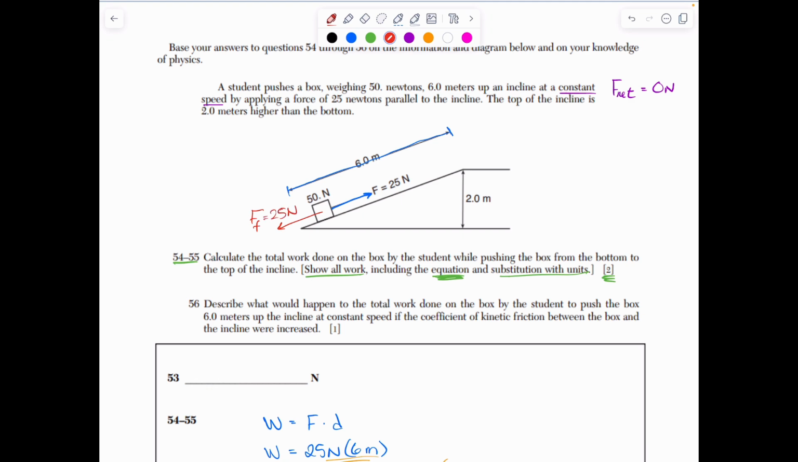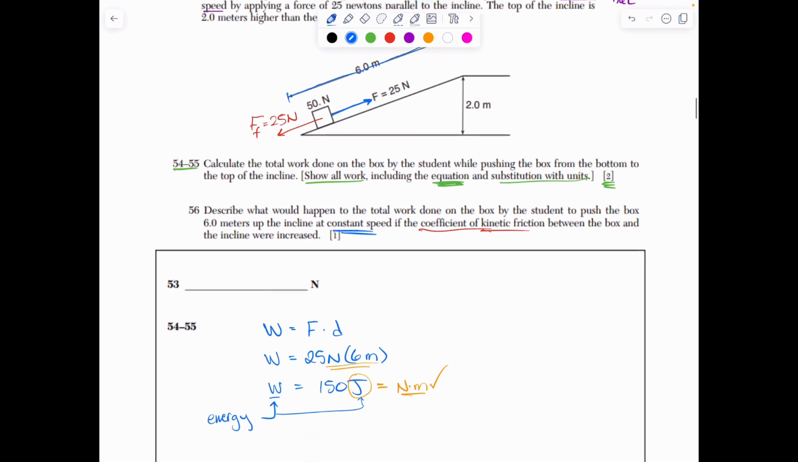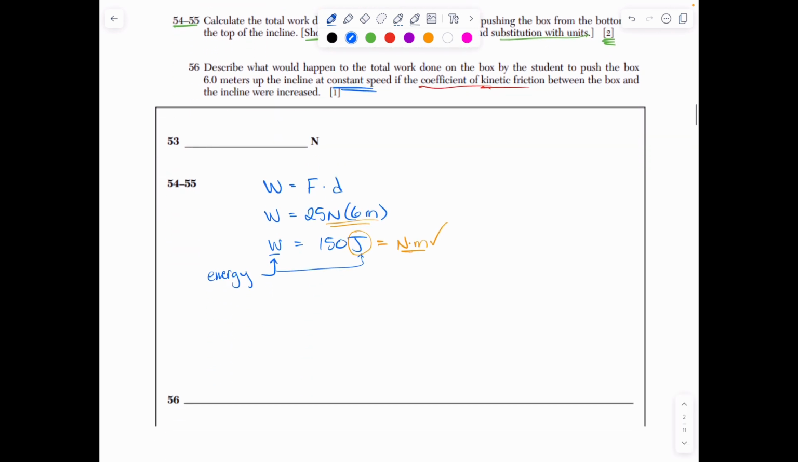Now in this problem, if we increase the coefficient of kinetic friction, right? If that goes up, then friction gets bigger. So in order for us to continue to push at a constant speed, we would have to push harder. And so we're applying more force, still moving the same distance. And that means that our total work would increase.